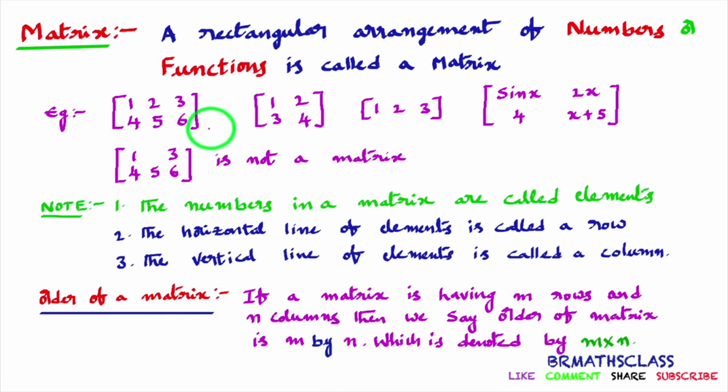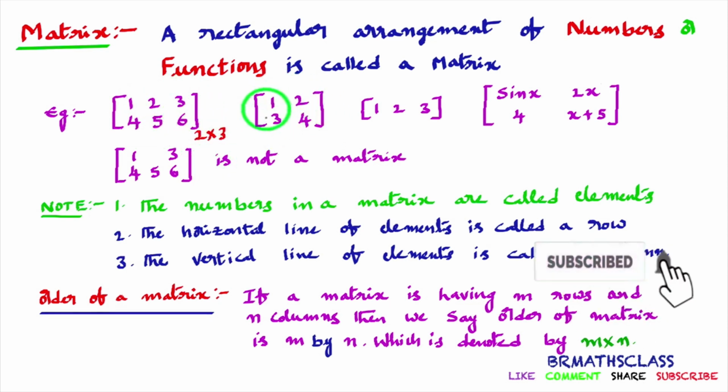For example, what is the order of this matrix? To find the order of the matrix, you identify how many rows there are. First row, second row. 2 rows are there. So you write first 2 by how many columns are there? First column, second column, third column. So the order of this matrix is 2 by 3.